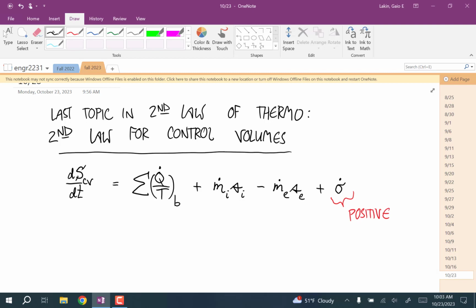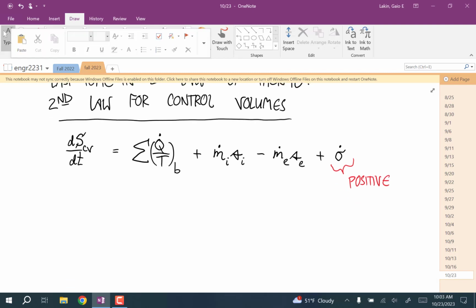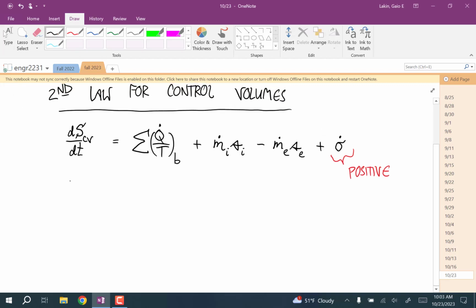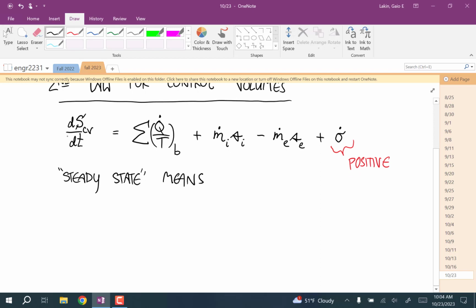Okay, and just like with the first law, we're going to see a lot of steady state stuff. So what does steady state mean? It means the change in entropy is zero. So first, ds dt is zero. And the second one that we had before is that m dot at the inlet and m dot at the exit are the same thing, and we'll just call it m dot.